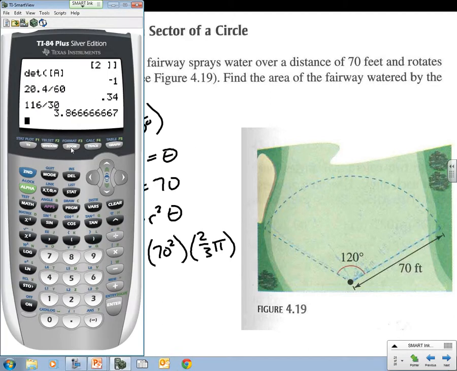Let's go to the calculator. 1/2 times 70 squared times 2/3 pi. 5,131 feet and 26, well, can't go into inches because we'd have to do the conversion. So 0.268 feet is what we would have.